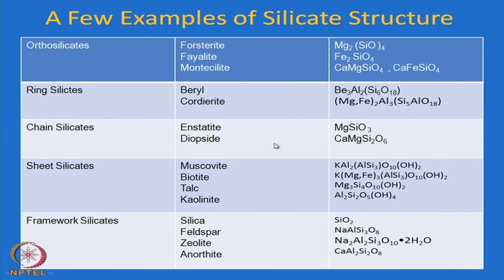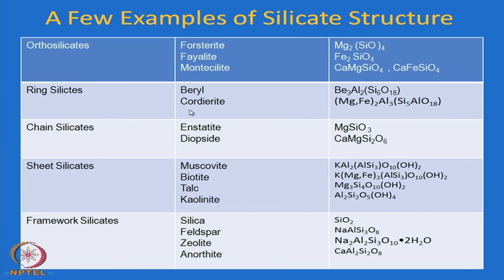Well, so far we have discussed different kinds of silicates. Let us try to look at it in a unified manner. Here on the left we have the different types of silicates we have discussed so far: the orthosilicates, that is the isolated silicon oxygen tetrahedra, and then we have ring silicates, chain silicates, sheet silicates, and finally framework silicates, or framework silicate structure.